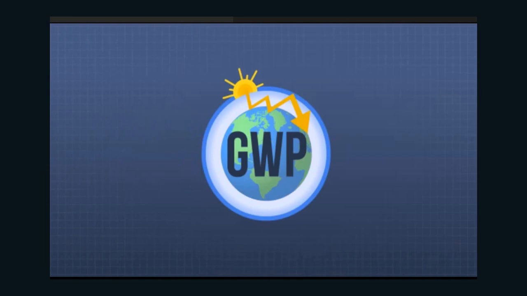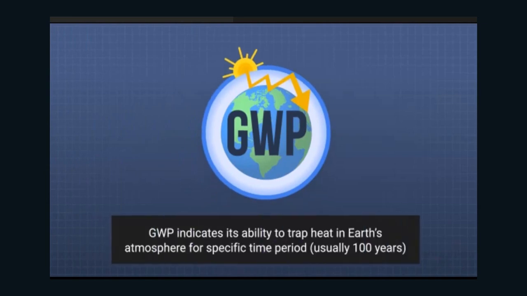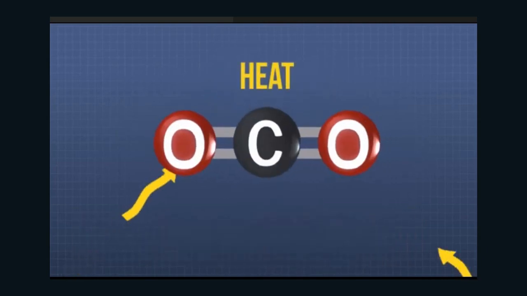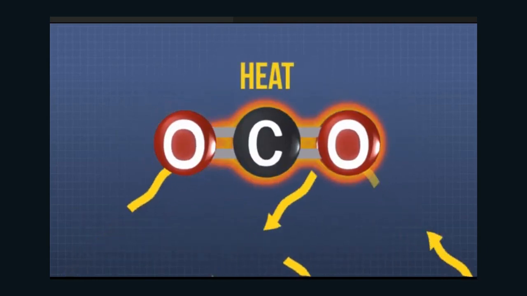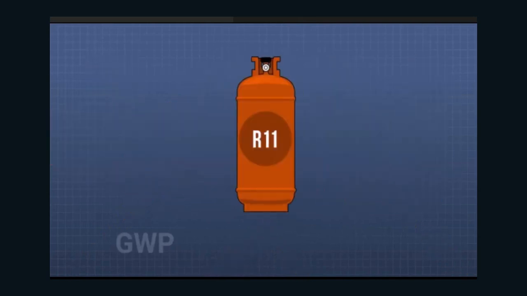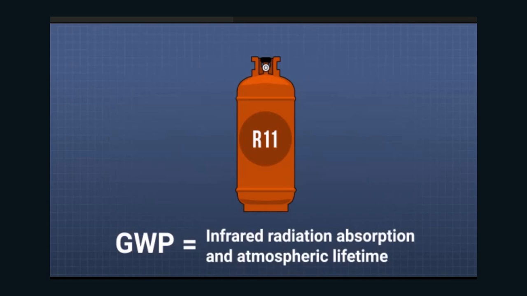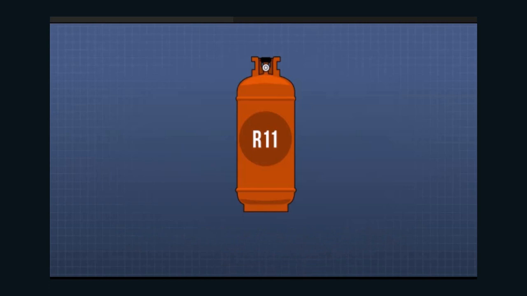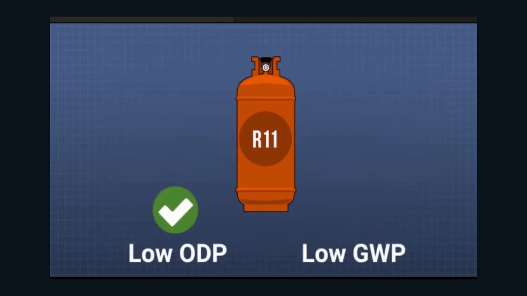A refrigerant's global warming potential, or GWP, indicates its ability to trap heat in the Earth's atmosphere for a specific time period, usually 100 years. These values are relative to the ability of carbon dioxide to trap heat. A refrigerant's GWP value depends on its infrared radiation absorption properties and its atmospheric lifetime. For perhaps obvious reasons, it is desirable for a refrigerant to have both a low ODP and a low GWP.